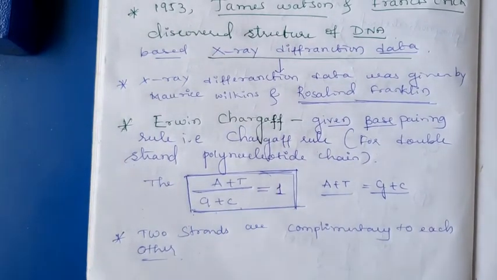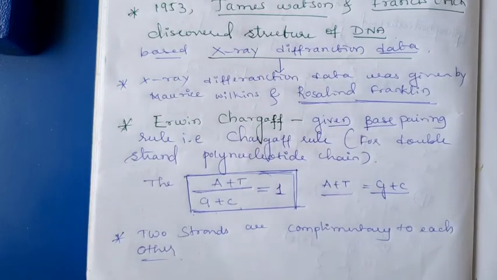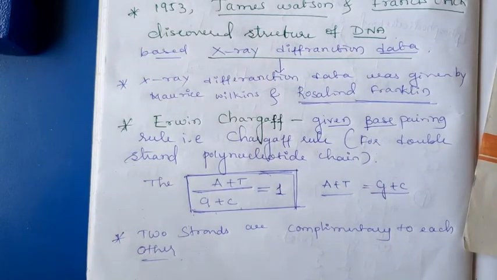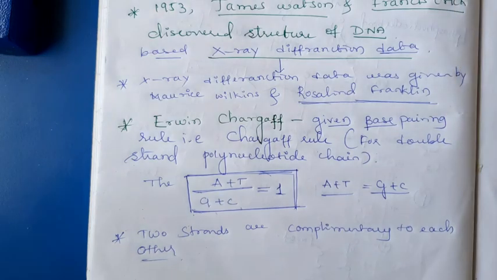This is all about the polynucleotide chain and the history of the scientists who discovered the DNA. In the next class, we will discuss the salient features of double strand DNA, and lastly we will discuss the packing of DNA. Okay, thank you.